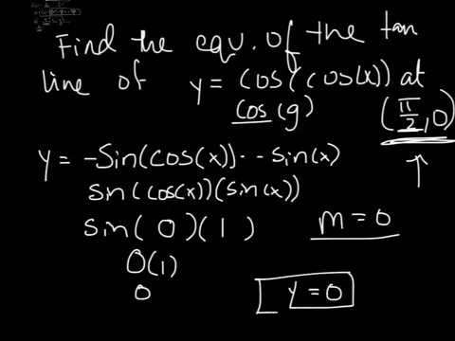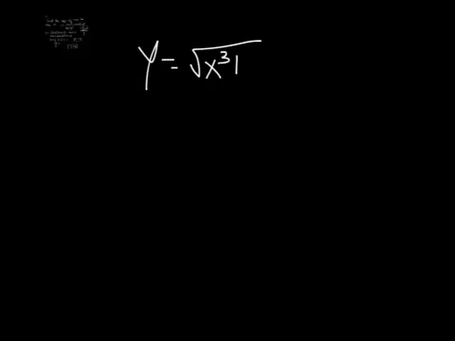There is my equation. Another example of this exact same form would be like this. Y equals the square root of x cubed plus 1. And I want to find, once again, the tangent line at the point 2, 3. I want to know the exact value of the tangent line at the point 2, 3.